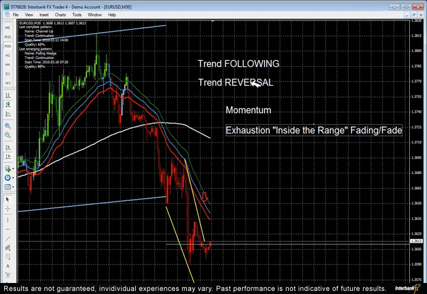So what market cycles do trend following and trend reversal fall into? 12 to 2 or 4 to 6, right? I'm either following the trend or I'm waiting for the trend to possibly reverse. Momentum is what? 3 o'clock, right? And then finally, exhaustion, inside the range, or fading, that's distribution, 2 to 4 o'clock. And again, that's the cycle that is easier to recognize by what it's not. When you don't have 12 to 2, 4 to 6, or flat 3, you have distribution, most likely.